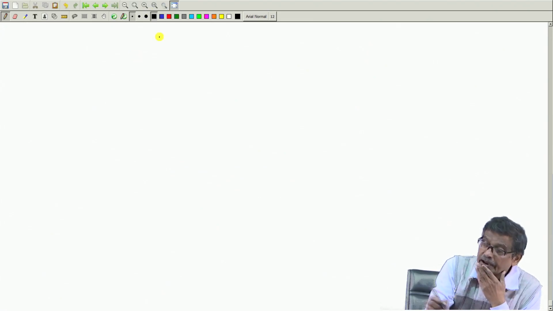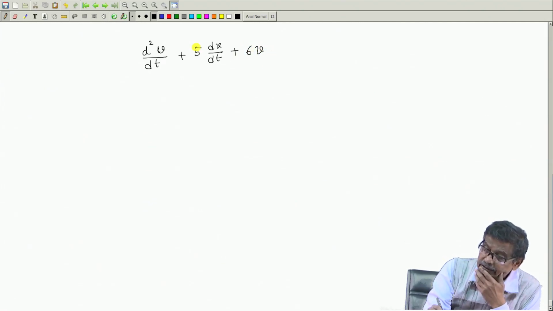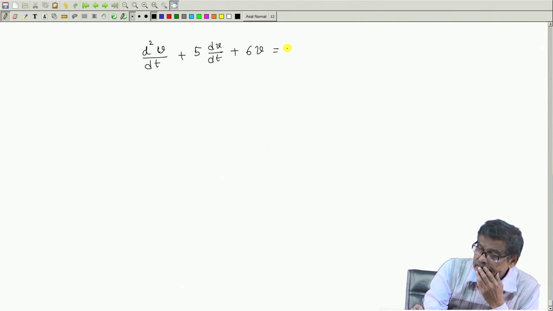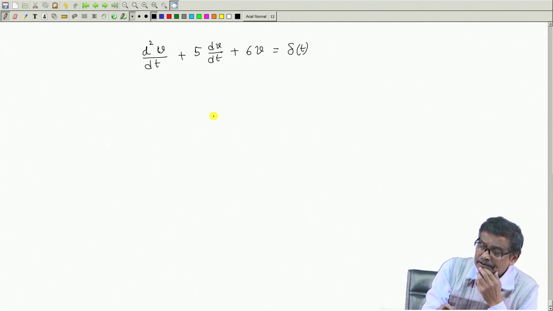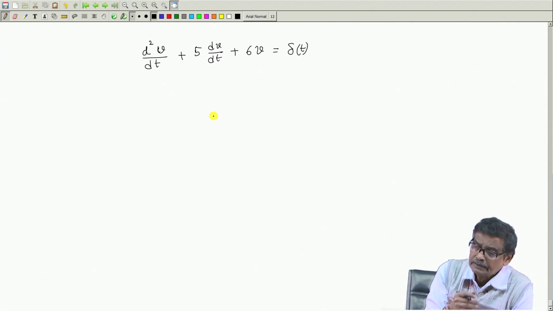Suppose you have a differential equation, say d2v/dt2 plus 5 dv/dt plus 6v, one capacitor voltage something like this, and suppose this circuit is energized with an impulse function. Looking at the equation, it looks like some RLC circuit, voltage across the capacitor. Okay.